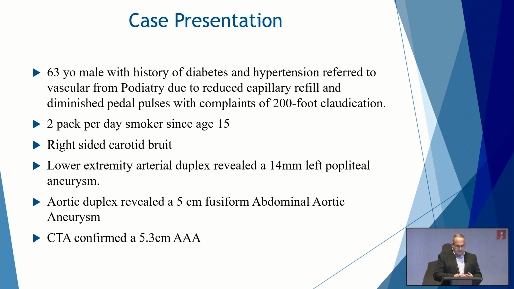He was worked up by our excellent nurse practitioners with arterial duplex that revealed a left-sided popliteal aneurysm. Left-sided popliteal aneurysm is associated with an up to 50% risk of having an abdominal aortic aneurysm. And our excellent nurse practitioners realized that and got an aortic duplex that revealed a 5-centimeter fusiform abdominal aortic aneurysm.